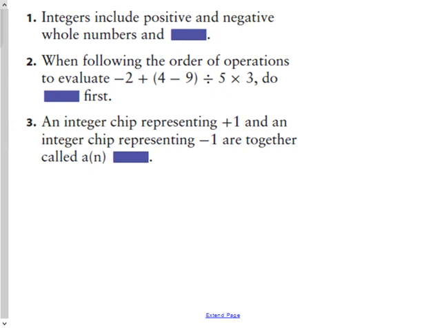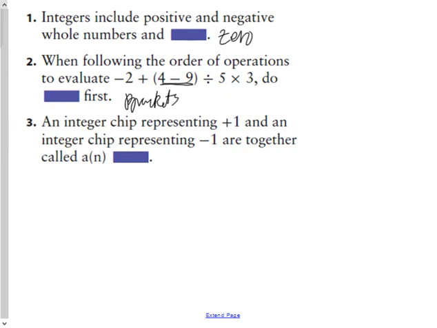To be perfectly honest, when I first read this, I didn't know what they wanted me to put. But then I realized that the answer is 0. So integers are any positive and negative whole numbers as well as the number 0. Question 2 says, when following the order of operations to evaluate this expression, what should you do first? Well, you have brackets here, so you must do the brackets first.